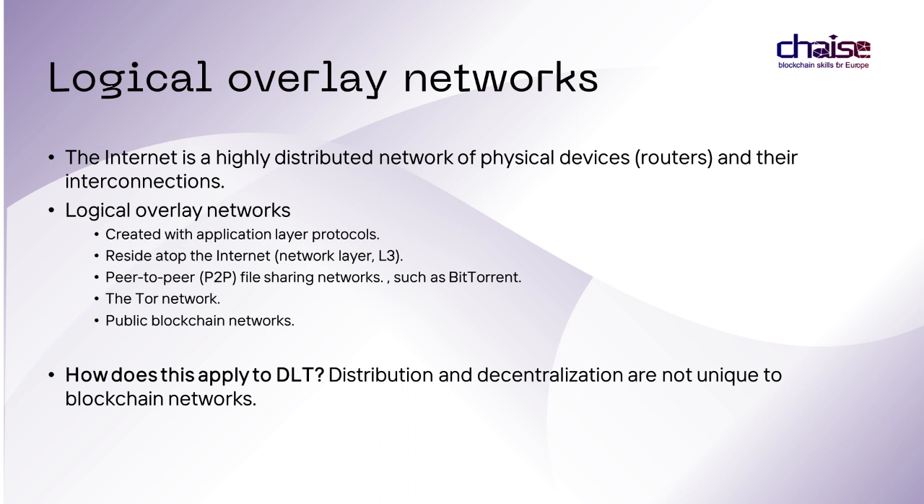The Tor network enables personal privacy while accessing web resources. The overlay network is composed of about 7,000 relays, the Tor nodes. Public blockchain networks, such as Bitcoin or Ethereum mainnet. All these distributed overlay networks are decentralized, too.